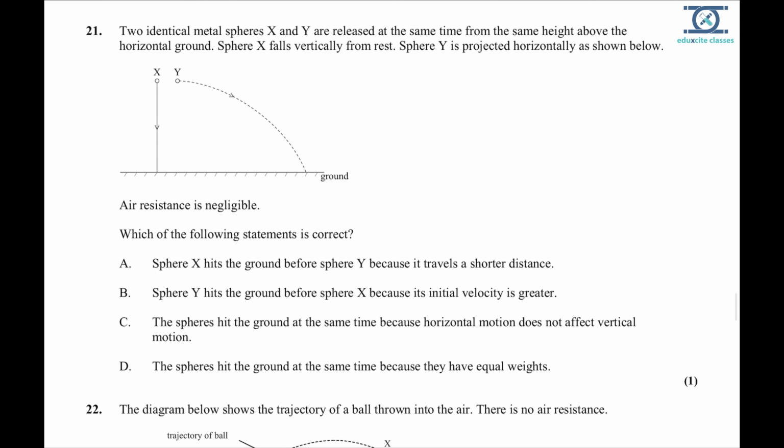Question number 21. Which of the following statements is correct? You can see two identical spheres x and y are released at the same time from the same height above the horizontal ground. Sphere x is released vertically from rest, sphere y is projected horizontally. For this also the vertical speed is 0. So which of the following is the statement? Sphere x hits the ground before y? No, this is not possible.